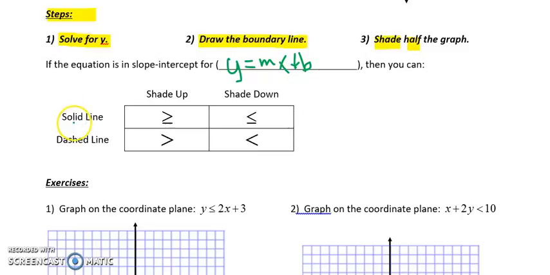You want to use a solid line when you have an equal sign under the inequality, and a dashed line when you do not have an equal sign. And greater than, you're going to shade up; less than, you're going to shade down. So let's use this when we do the shading.